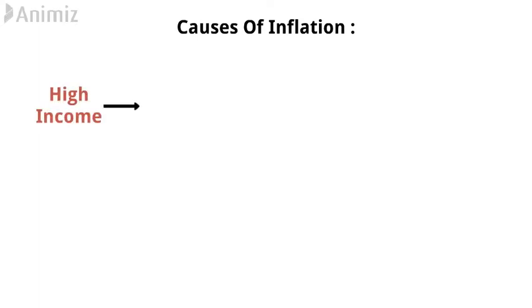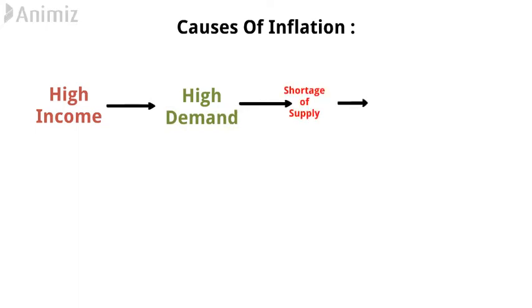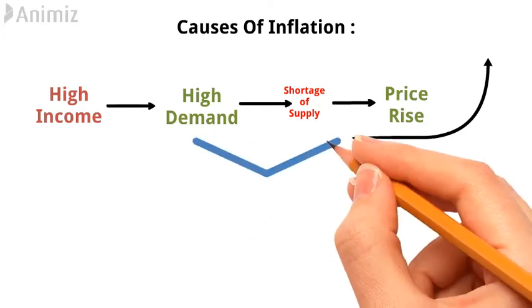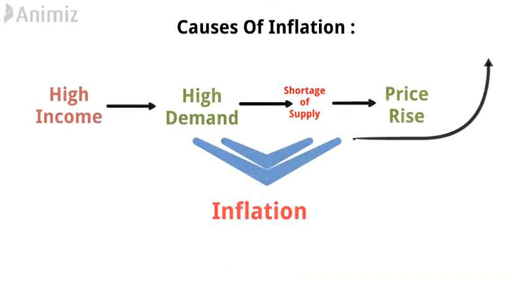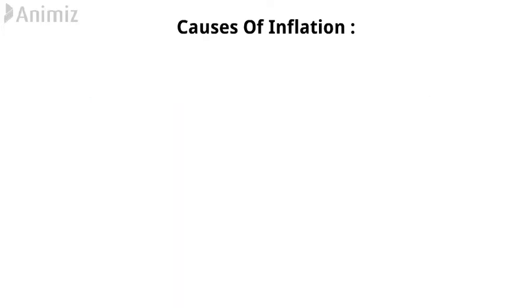The third and most important topic of inflation is the causes of inflation. The basic reason for inflation is high income. High income leads to high demand, but due to shortage of supply, price will rise, and all these situations lead to inflation. Let us understand the reasons of inflation in detail.